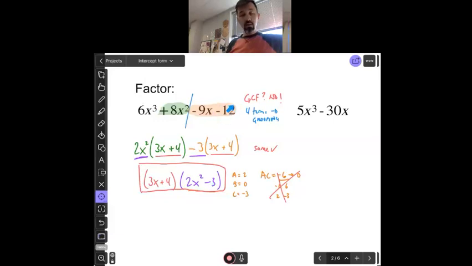There's a pretty good chance, not 100% chance, that if you got those two things right, the middles will also work out. Now, you can still mess up the signs. It still can happen, and then these won't work out. But 3x times 2x squared is 6x cubed. 4 times negative 3 is negative 12. You're at least in the realm of possibilities.